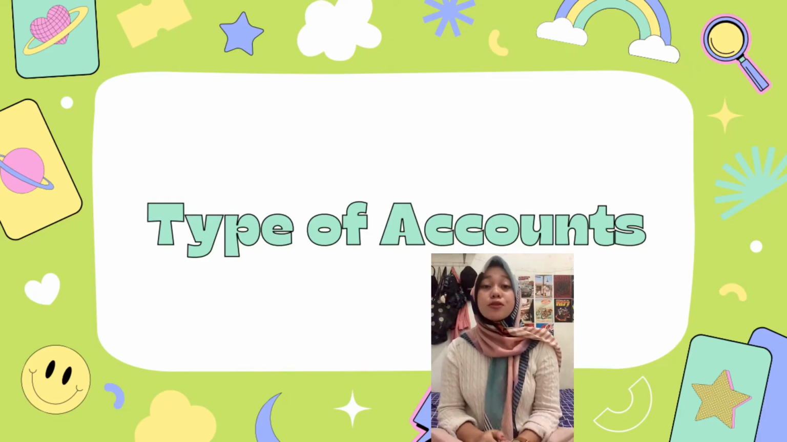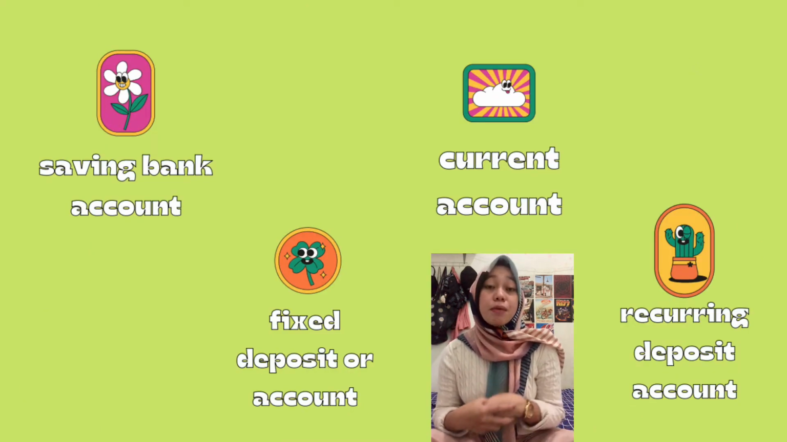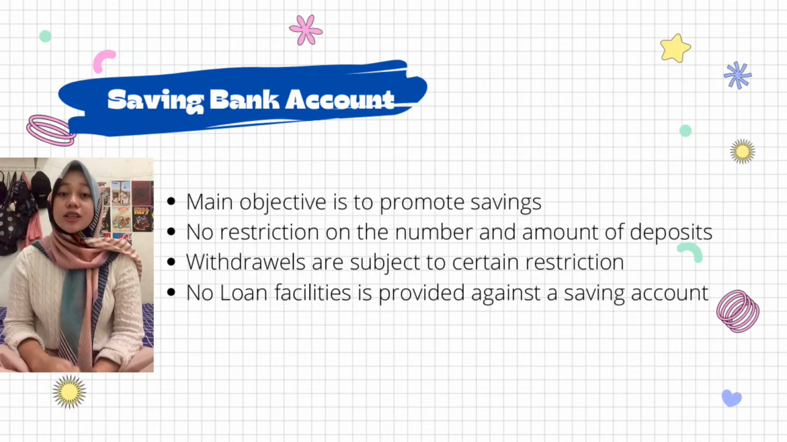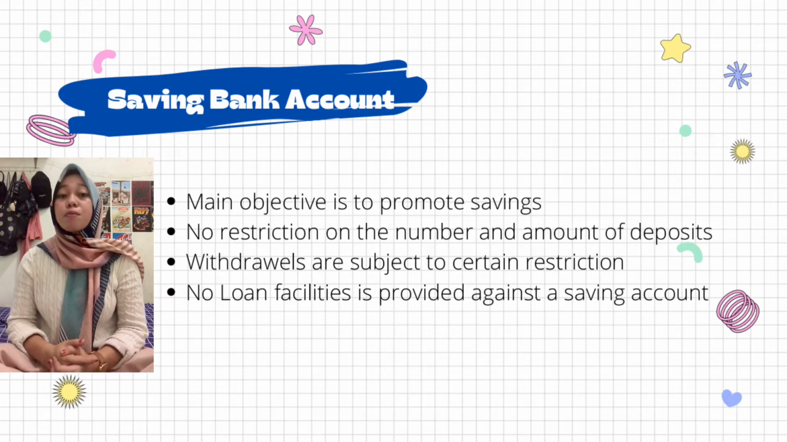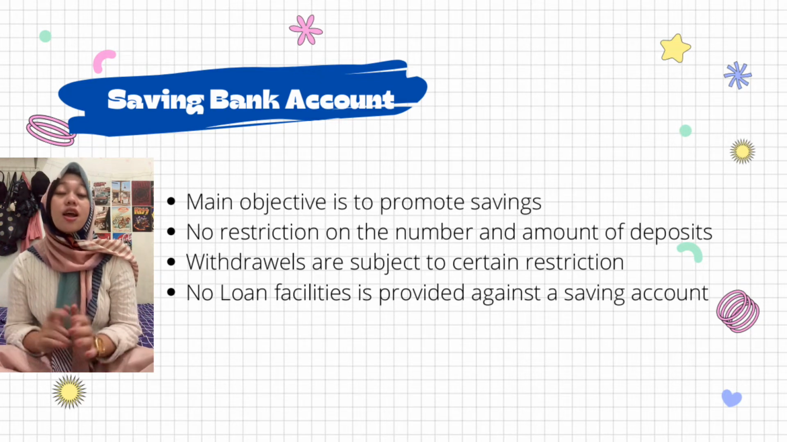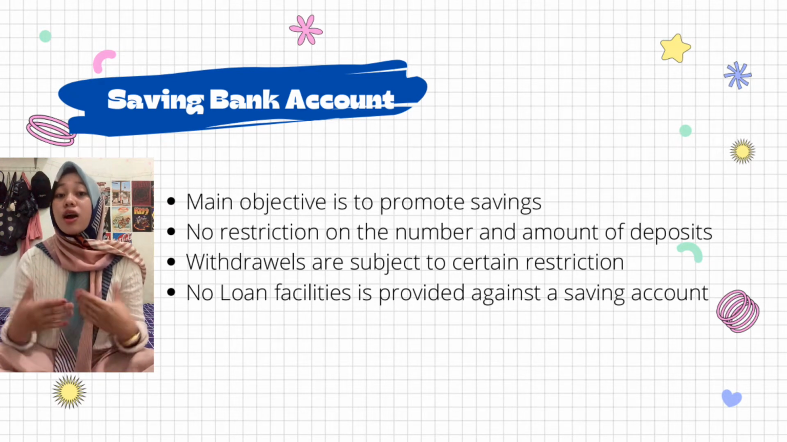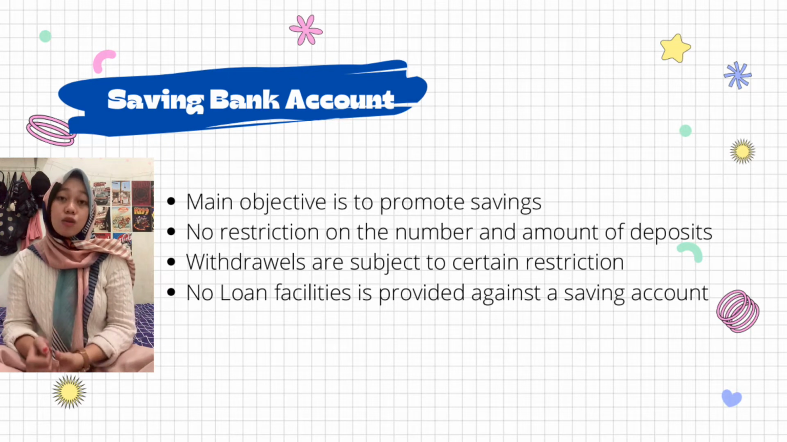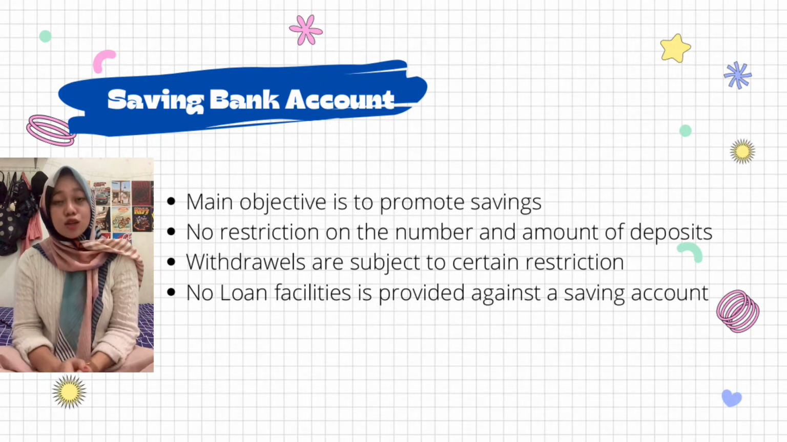It's about types of accounts. There are some types of accounts that can be opened in any bank in India. The first one is savings bank account. The main objective is to promote savings, and then no restriction on the number and amount of deposit, and withdrawals are subject to certain restrictions. Technically, any bank can limit the number of withdrawals that you can make in the savings bank account. But in India, hardly any bank does, because of the very high level of competition in the banking industry.